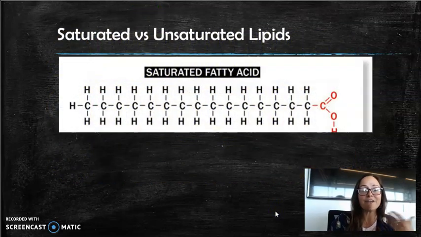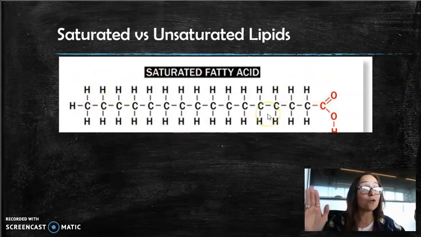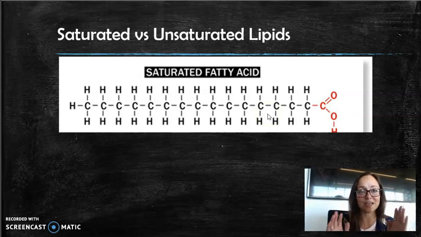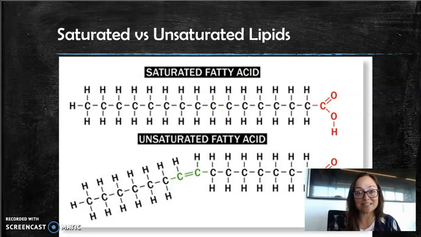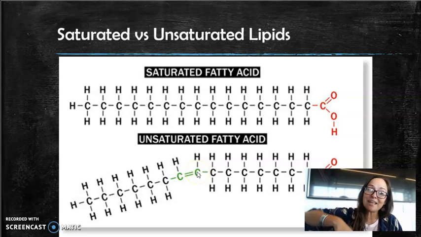When I look at fatty acids, though, they actually come in two kinds. We have saturated fatty acids, and when you look at the saturated fatty acid, you can see how it's full of hydrogens. You cannot fit any more hydrogens attached to that carbon chain. And then we have unsaturated fatty acids. And here you can see how that unsaturated one has what's called a double bond, in green right here. And that double bond gives it a kink or a bend in the fatty acid.